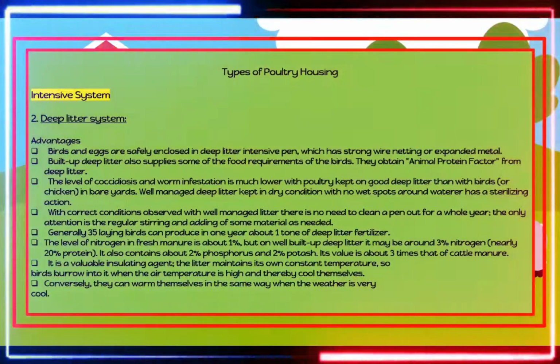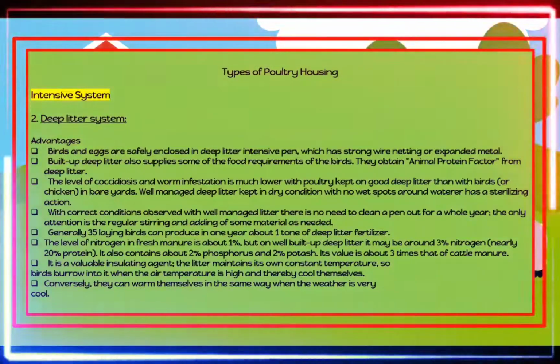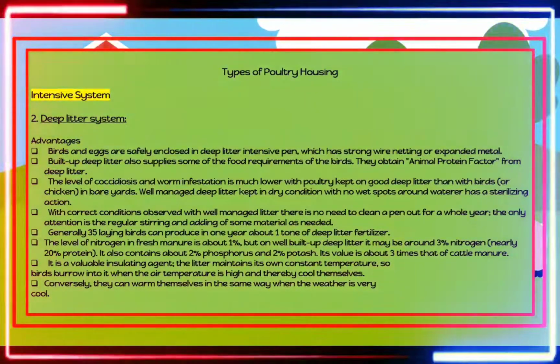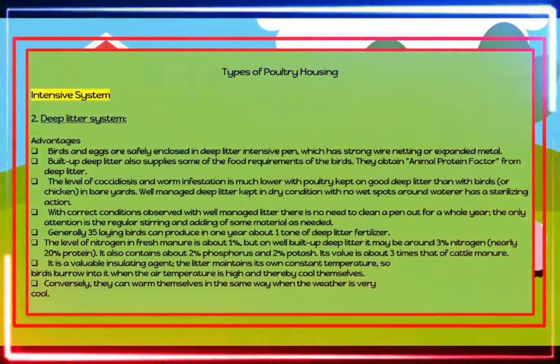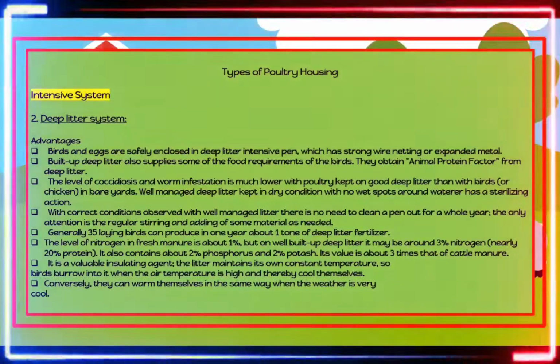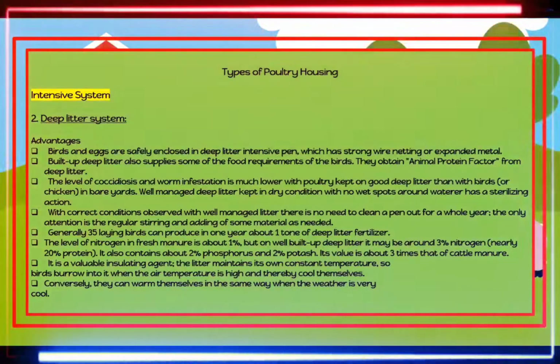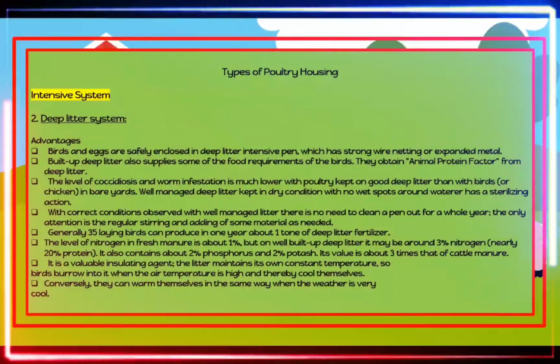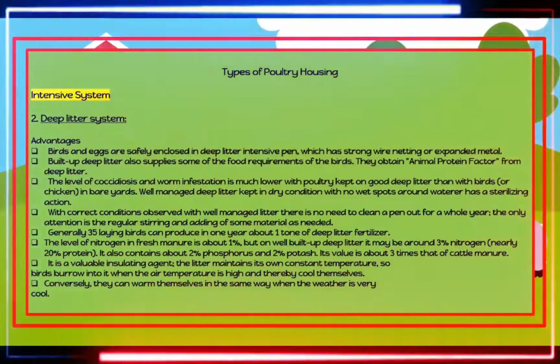5, generally, 35 laying birds can produce in 1 year about 1 ton of deep litter fertilizer. The level of nitrogen in fresh manure is about 1%, but in well-built up deep litter, it may be around 3% nitrogen, which is nearly 20% protein. It also contains about 2% phosphorus and 2% potash. Its value is about 3 times that of cattle manure.